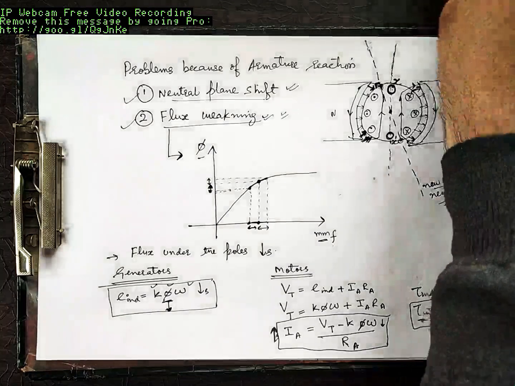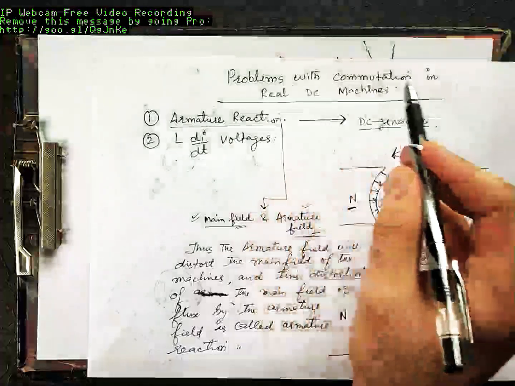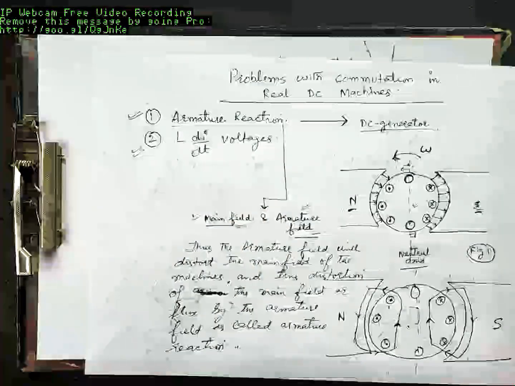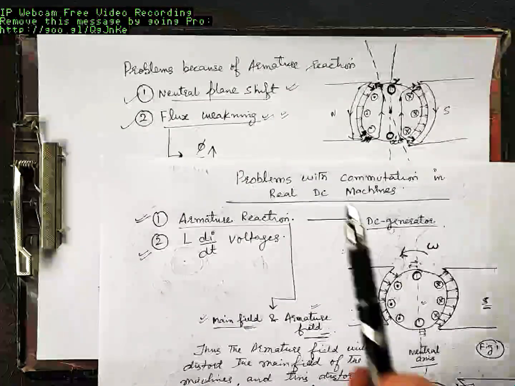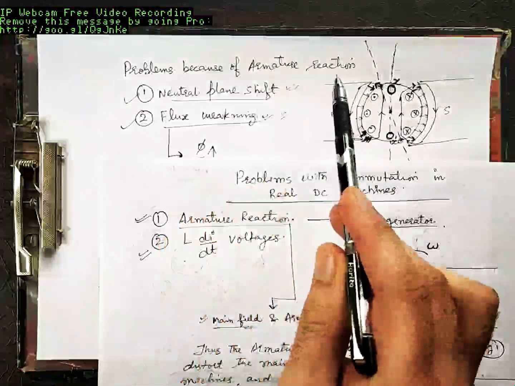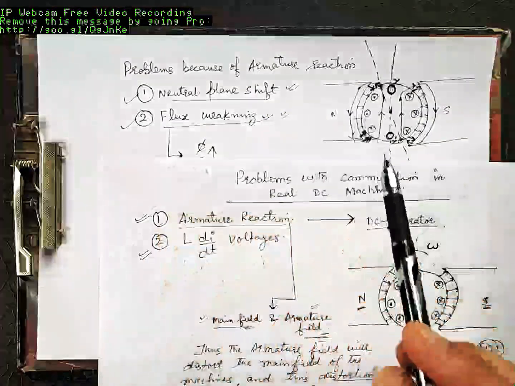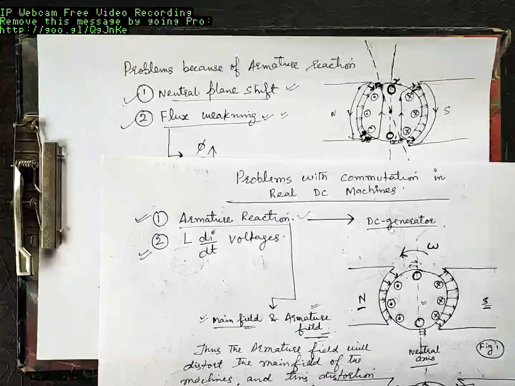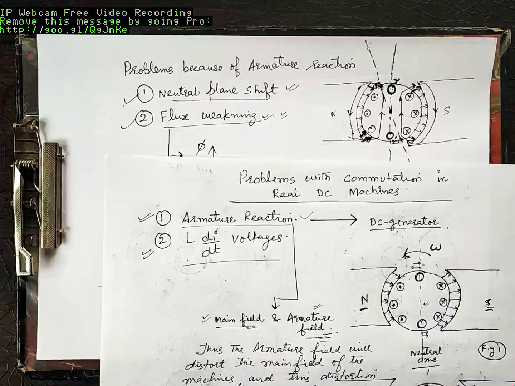I started my lecture by saying that the problems with commutation in real DC machines are two. One is the armature reaction problem, second is L di by dt voltage. Because of the armature reaction there are two problems: one is neutral plane shift and second is flux weakening. So we are done with armature reaction. Another problem with real DC machines is L di by dt voltage. I will briefly explain what L di by dt voltage is.